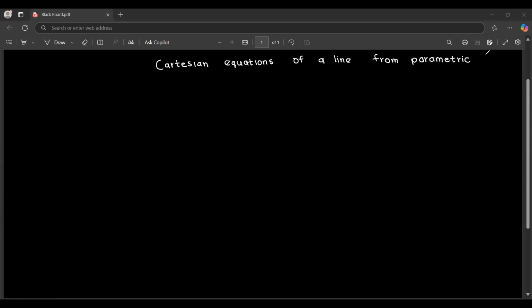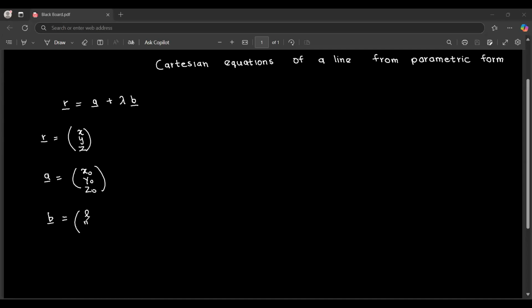Cartesian equations of a line from parametric form. Okay, so now we normally know that r = a + λb, where r = (x, y, z), a = (x₀, y₀, z₀), and b = (l, m, n).